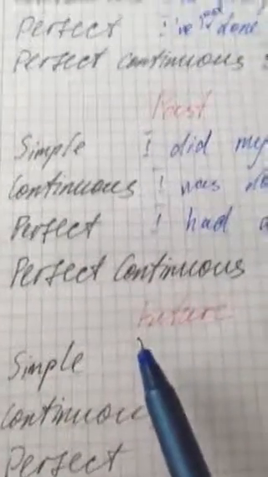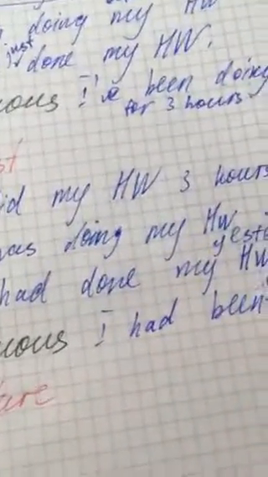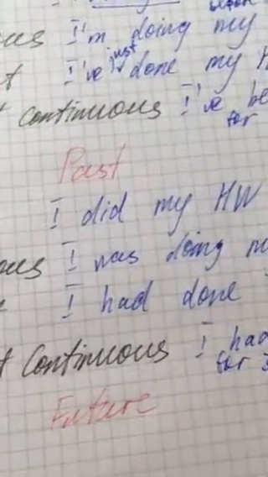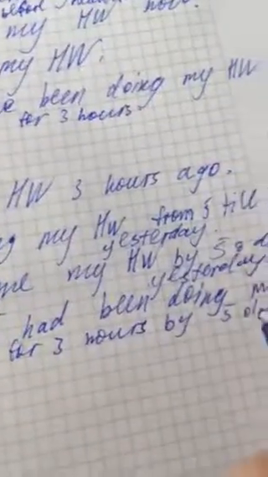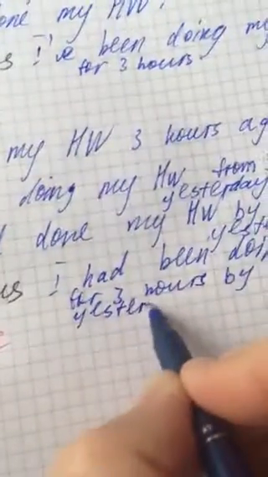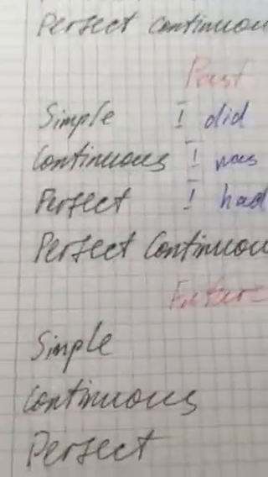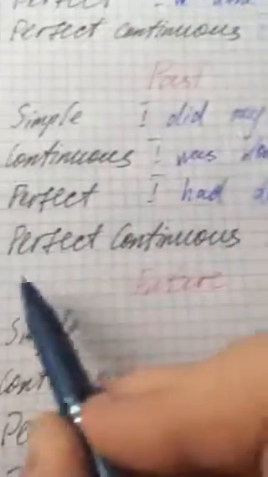Past perfect continuous. Well, kind of looks the same as this thing, but in the past. I had been doing my homework for 3 hours by 5 o'clock yesterday. And it's pretty hard, and we don't actually use this much in our speech.